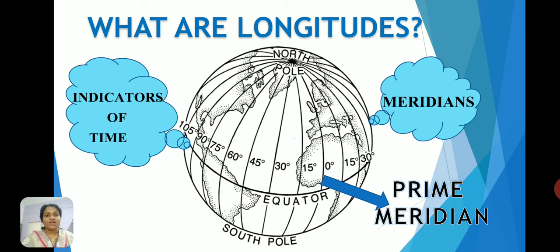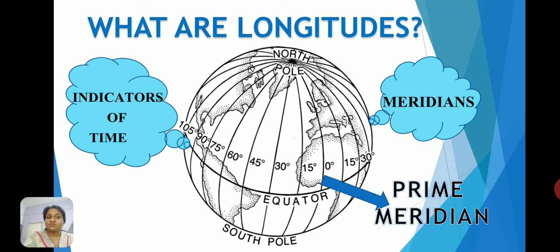What else do we know about longitudes? Basically, longitudes are used to measure time, to indicate time. That is why longitudes are also known as indicators of time. What are longitudes also known as? Longitudes are also known as indicators of time. What does that mean? It means that they help us to calculate time. They show the time.